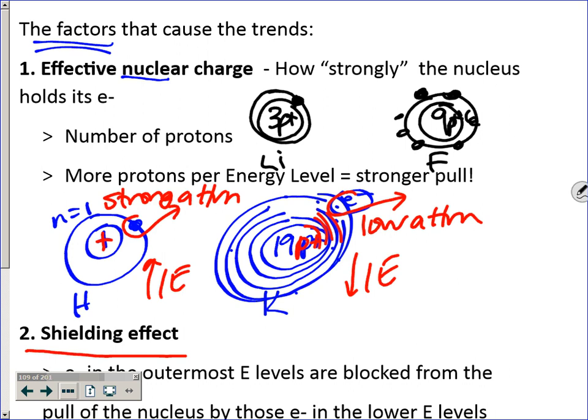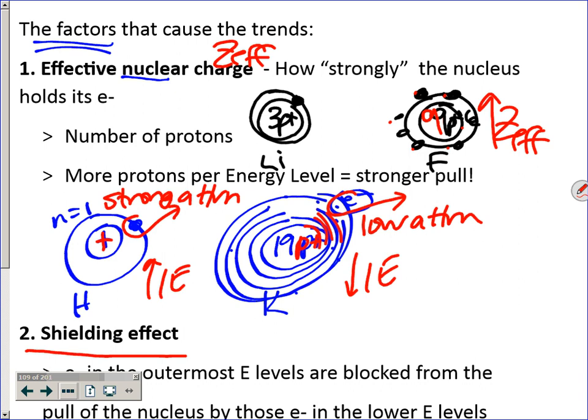All right, so basically what you're looking at is 3 protons versus 9 protons. 9 protons have 6 more protons that are pulling on the electrons through attraction for positive and negative attraction. So the 9 protons actually have a higher ZEF, which is what we abbreviated this as. Okay, so effective nuclear charge is talking about the number of protons. If you have more protons, you have a stronger pull on your energy level. So 9 protons pulls on its outer shell really well.